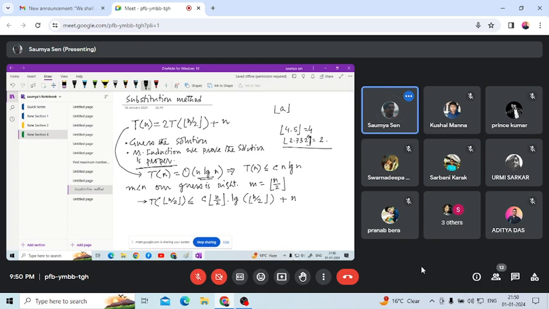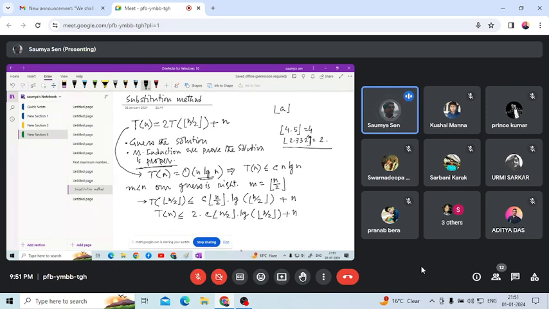So if we solve the recurrence, what do we get? P of n is less than or equal to 2 into C into floor of n by 2 into Lg of floor of n by 2 plus n.